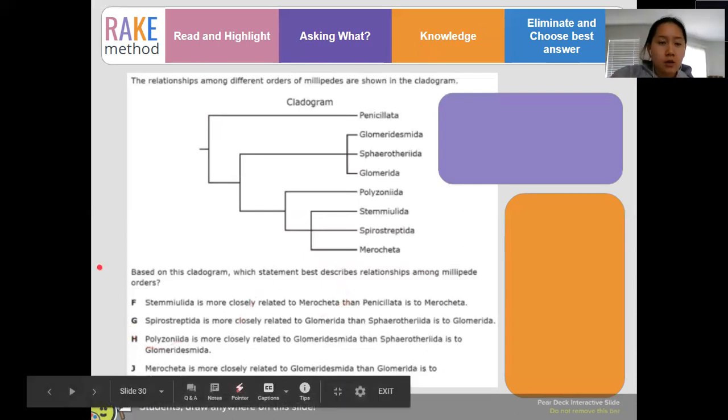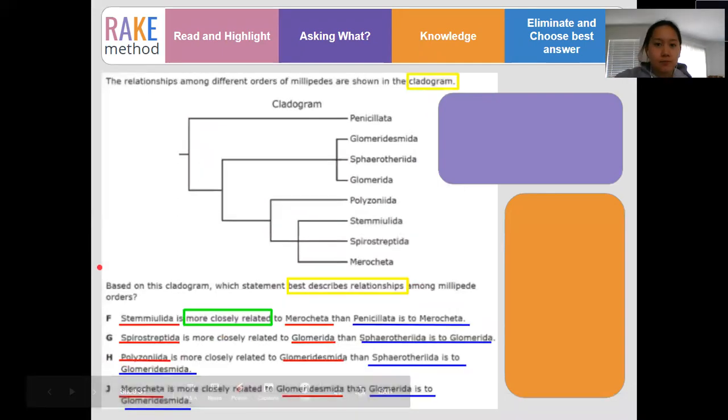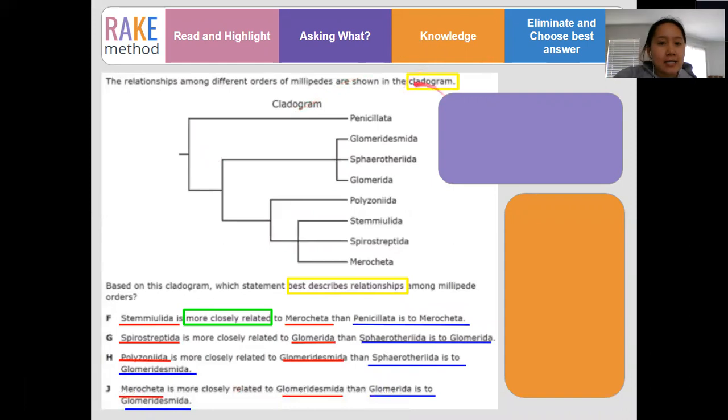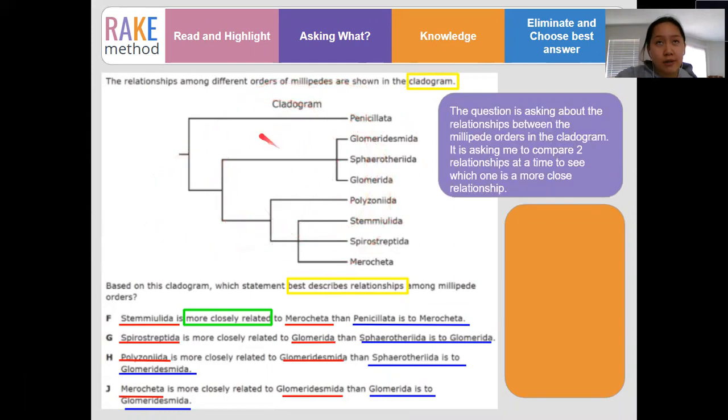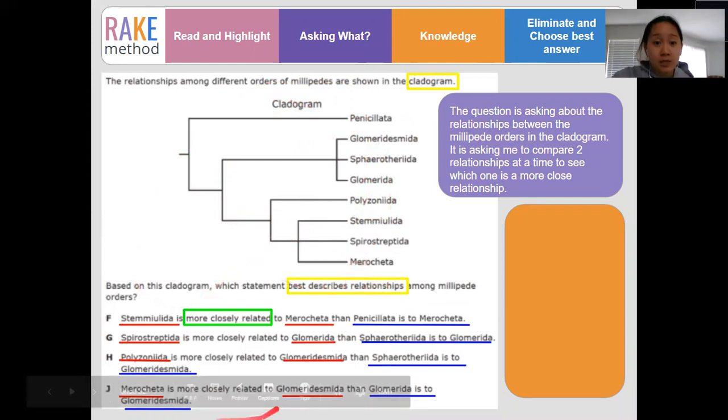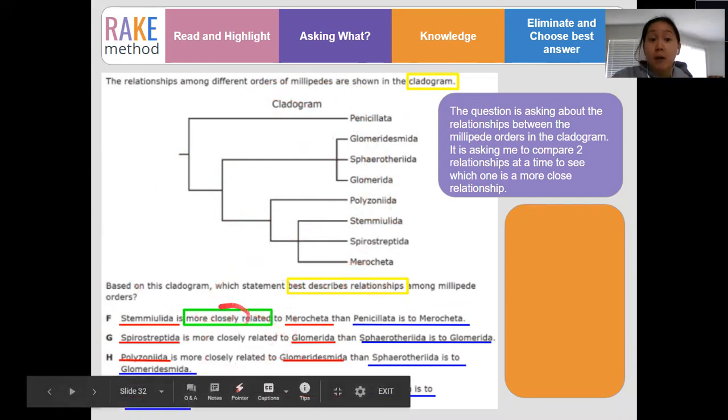Okay, so let's try to read and highlight the important parts of this question. I would have highlighted cladogram here because we're talking about a cladogram, and this whole diagram right here is a cladogram. So that's going to be important to look at, obviously, if you want to get your answer. And we're looking at what best describes the relationship. So when we're making comparisons between these, you're going to want to talk about being more closely related. So which one is more closely related?